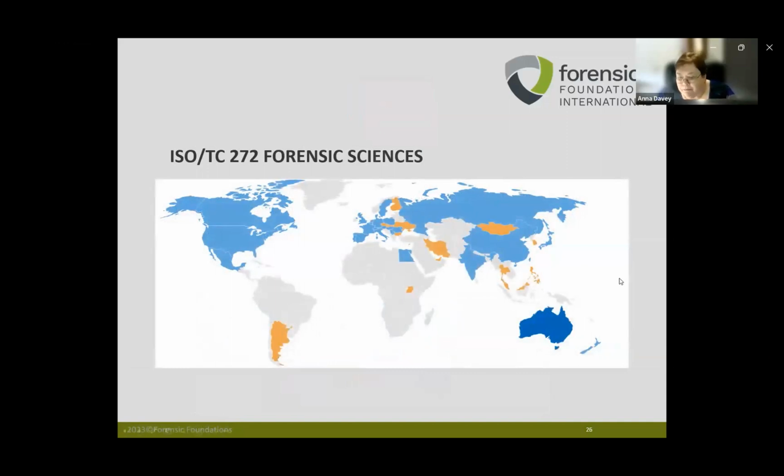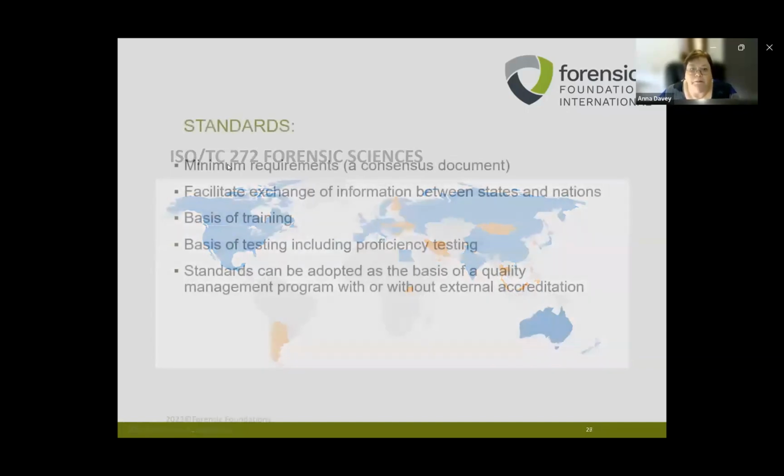This map again shows the countries which are members of that committee and which are corresponding members or observing members. So you can see Thailand's in here, as a corresponding member. At the moment, the chair and the secretariat of the committee is based in Australia, until I think the end of this year. So this is a technical committee for forensic sciences within ISO.